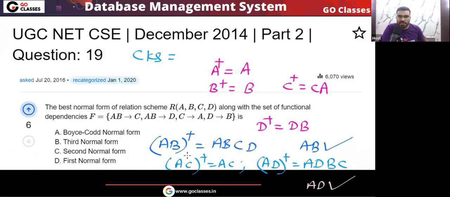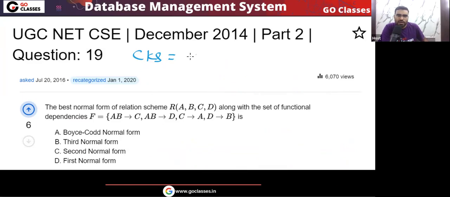AB is a candidate key. AD is a candidate key. So with A, we have checked all the two attribute combinations. Now we will check the two attribute combinations without A. So far, these are the candidate keys we got: AB and AD. Now let's check more two attribute combinations.